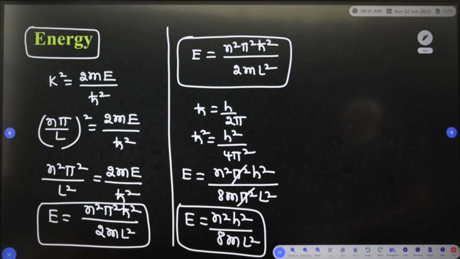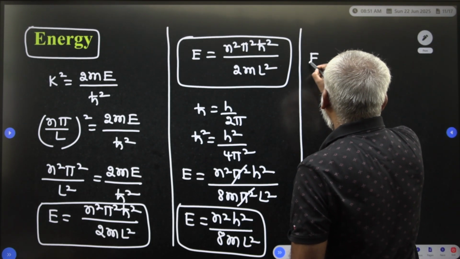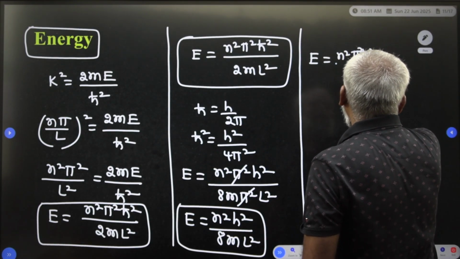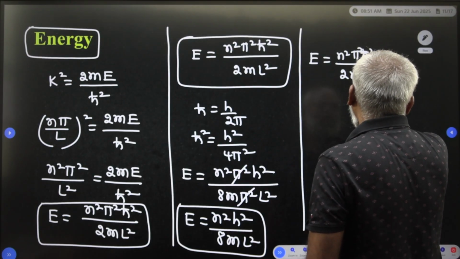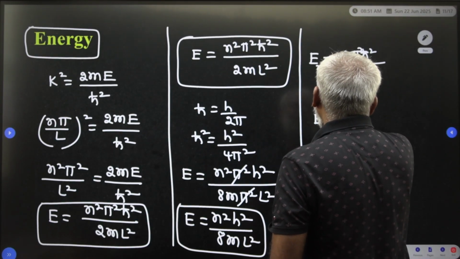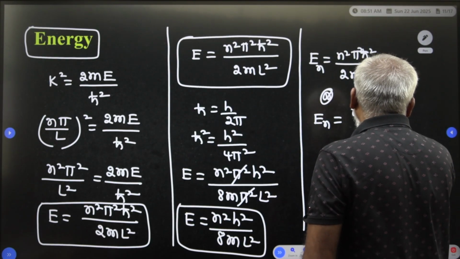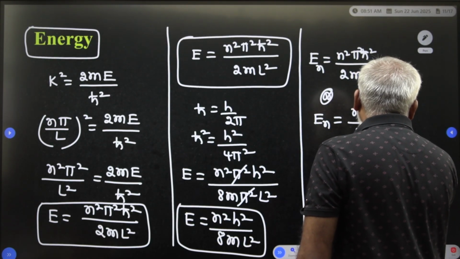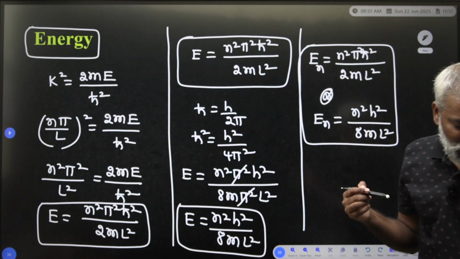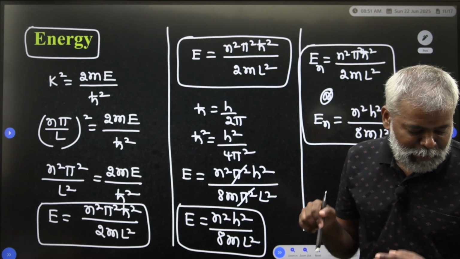So, in terms of the h value, these two expressions we got: E is equal to n square pi square h cut square divided by 2m L square, or you have to write E suffix n is equal to n square h square divided by 8m L square. These expressions we call the energy values, the energy of the free particle in a one dimensional box.